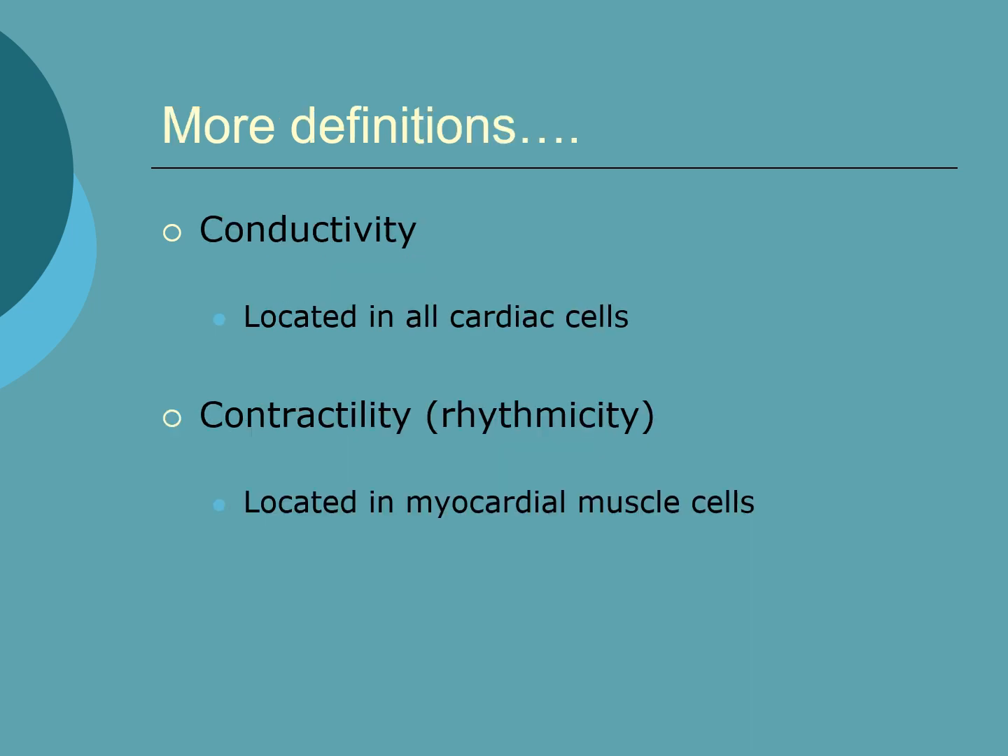Conductivity, I know you guys love definitions. Conductivity is the ability to transmit a current from cell to cell. So this is just like that thing you did when you were a kid where you put two cups together with a string. Yeah, you're looking at conductivity, the ability to transmit a current from cell to cell. This is located in all cardiac cells. They love to talk to each other. So that's conductivity, the ability to transmit.